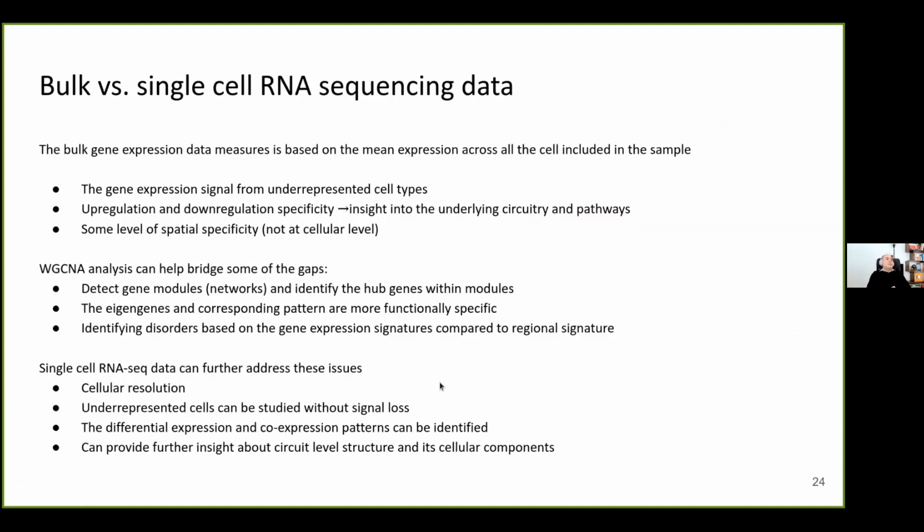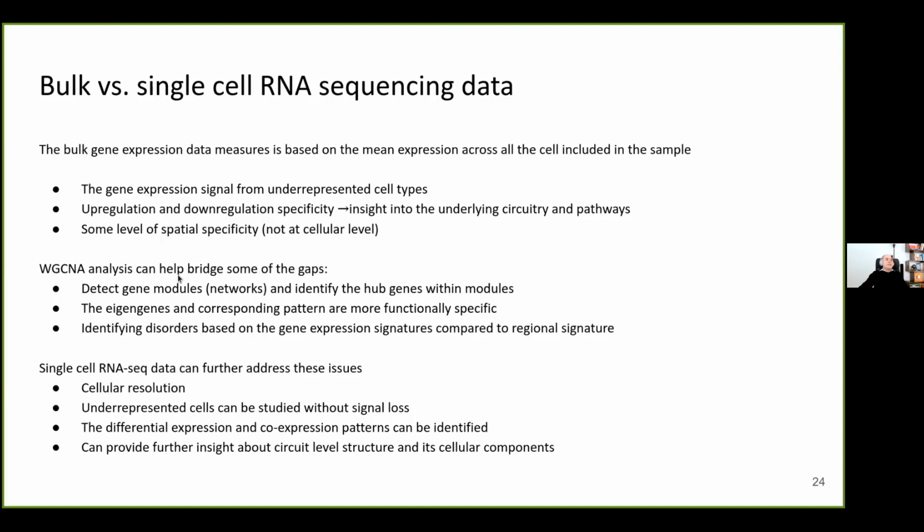The way it works is that, so far, each sample we looked at is basically an average expression across all the cells included in that sample. That comes with some issues. For example, if you have cell types that are underrepresented in each of these samples, but they are implicated in a disease, their signal will be averaged out and we cannot distinguish the changes in those. And if we see upregulation or downregulation of expression in certain regions, we don't know what brain circuitry or what underlying cells are causing that upregulation or downregulation. While we have some level of spatial specificity, it's not at the cellular level; it's more broad, shared by all the genes within these samples.